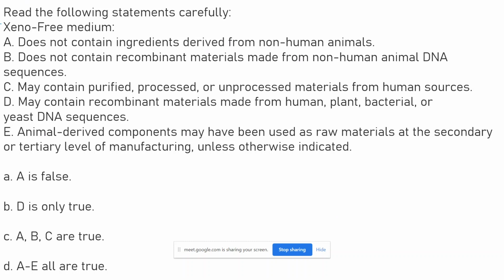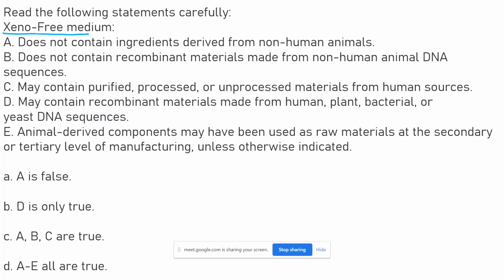So xeno-free medium. There are 4 statements about this xeno-free medium. So xeno means basically something which is coming from outside, right? For our cell culture needs, xeno means something which is coming from animals, which is not human. So a xeno-free medium: A, does not contain ingredients derived from non-human animals.